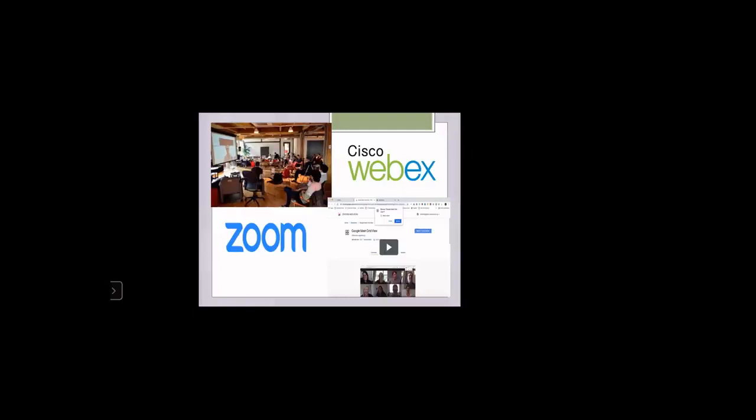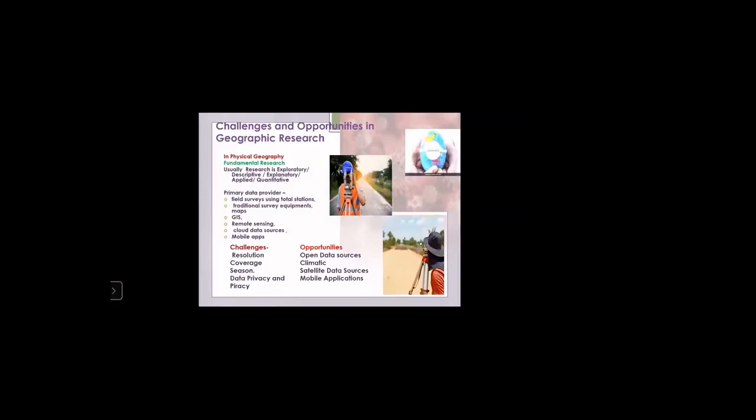And the next thing which you can use for qualitative data collection is Zoom and Cisco WebEx. But again, there are limitations. As I've mentioned, accessibility is again a problem. However, if you are doing research on something like geographic academics during COVID, you can use platforms like Zoom, Google Meet or Cisco WebEx. So these are some of the challenges and opportunities which the COVID era has presented to us.